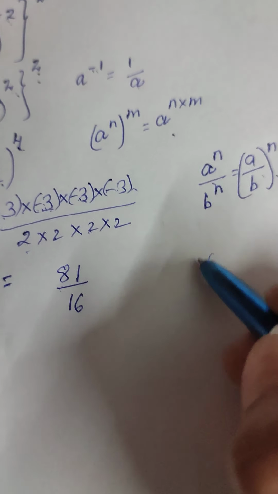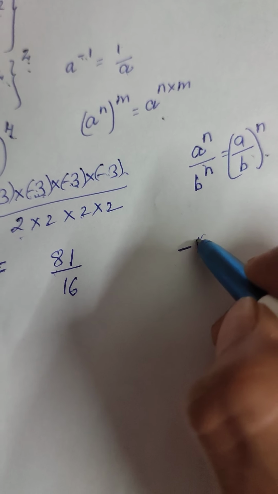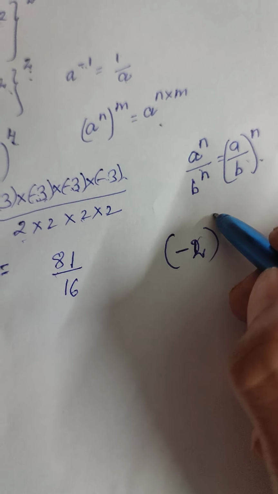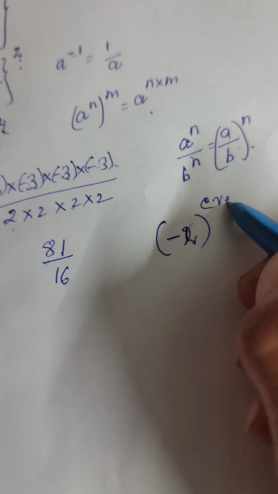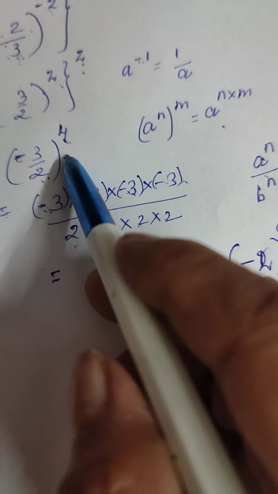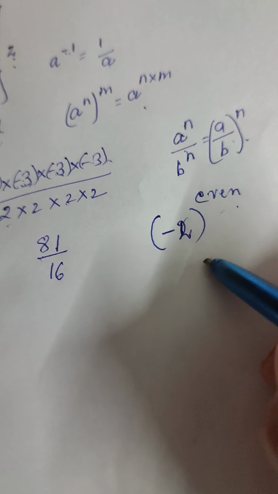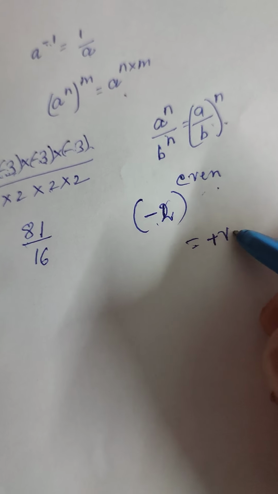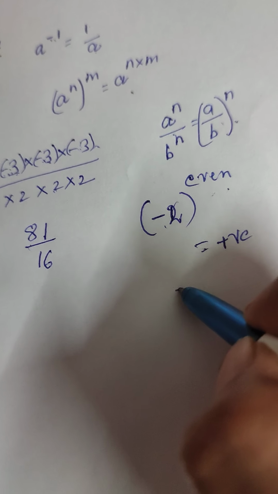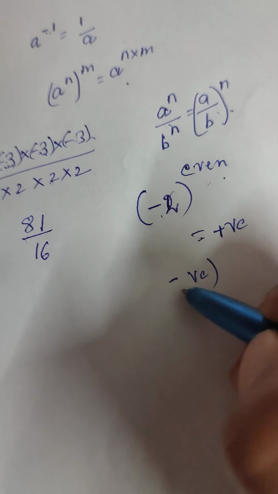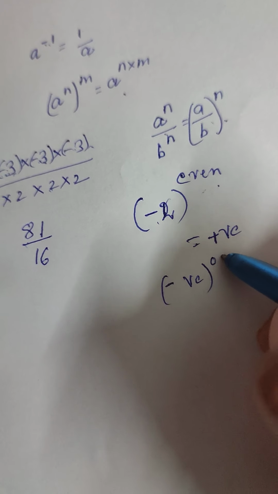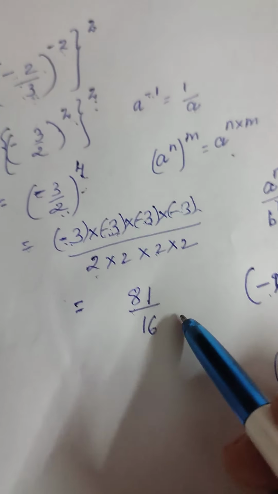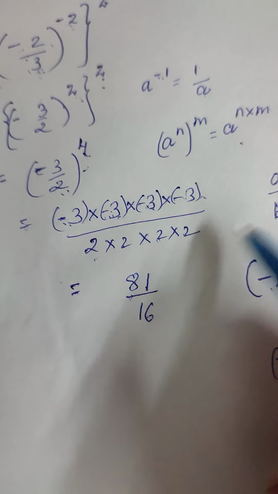Why? Because any negative integer, suppose it is 2, having an even power, like here in the case of 4, then the answer will always be positive. But if the power of the negative number is odd, then the answer will always be negative. So for that purpose I wrote it directly.